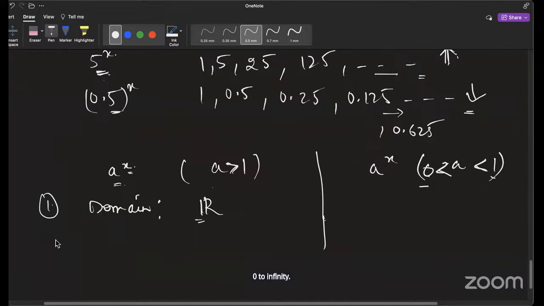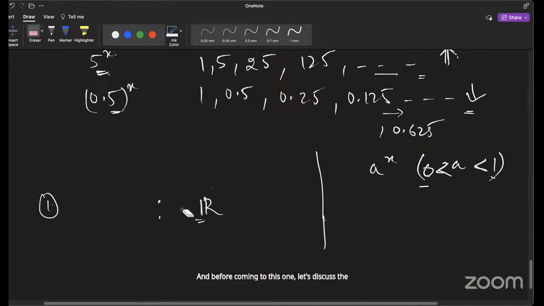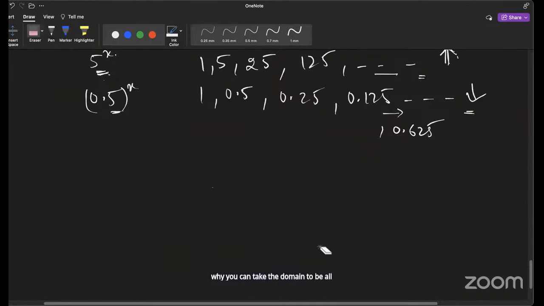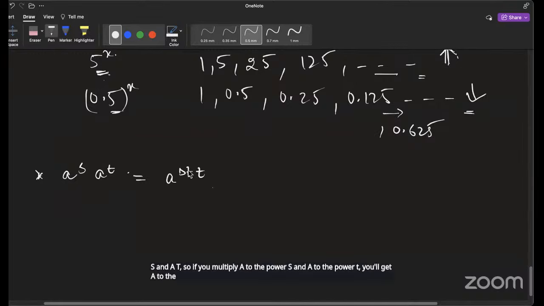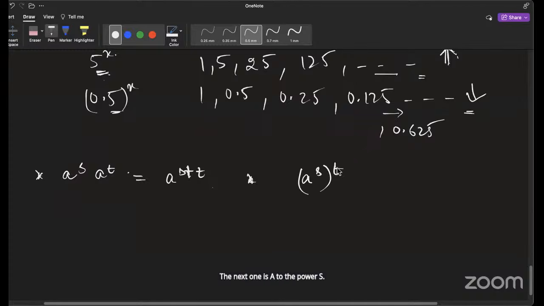Before coming to this one, let's discuss the exponentials first, so as to make clear why you can take the domain to be all real numbers. I think that will help. So let's say you have a to the power s and a to the power t. If you multiply them, you'll get a to the power s plus t. The next one is a to the power s, raised to the power t.